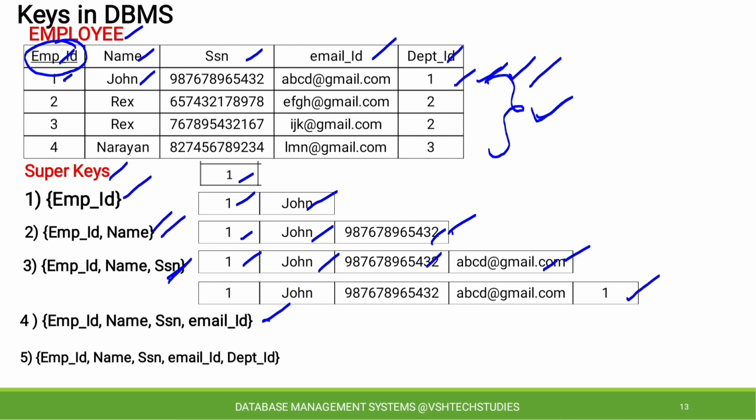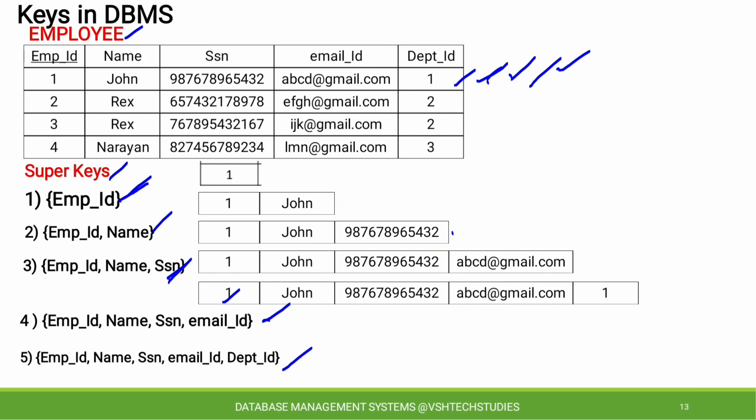Next, identify a row with the employee ID 1, this name John, this SSN, this email ID and department ID 1, which points to the same row. So, hence any row can be identified by the set of these attributes. So if you take a key attribute and form a combination with other attributes, those sets of attributes also become super keys because they are also unique identifiers. With the values of them we can identify any row uniquely in the table here. So this way we could generate 5 super keys with one key, that is employee ID, in this table.